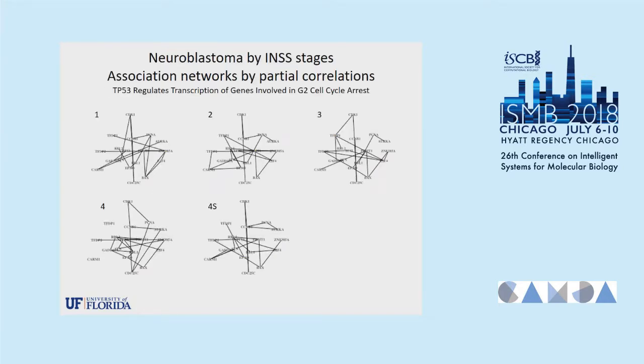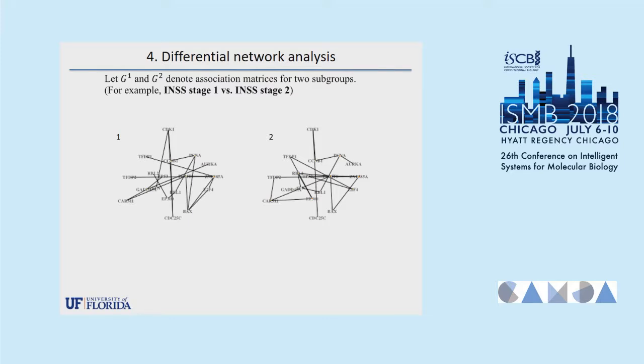Now, that's association. And again, you can use any measure you want, and you'll get some sort of association matrix like this, or a network like this. Next, we want to say, okay, we have association within a group, but are there any differences in this association network between two different clinical subgroups?